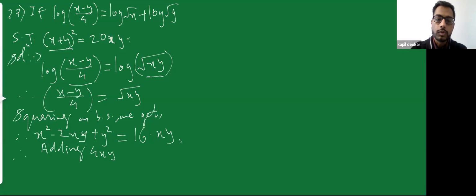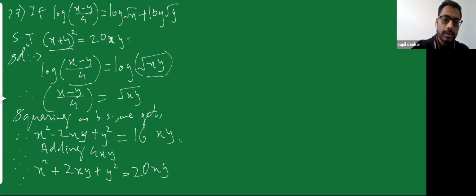4xy on both sides. So if you're adding 4xy on both sides, this term will be x square plus 4xy minus 2xy, that's plus 2xy, plus y square, and 16 plus 4xy, that is 20xy. And in your last step, then you can add this. What is this? This is your x plus y the whole square, which is equal to 20 into x into y.